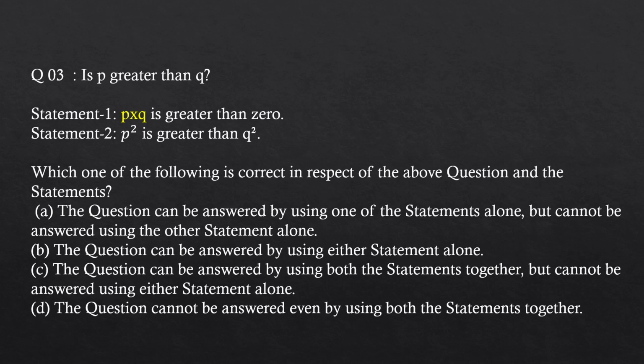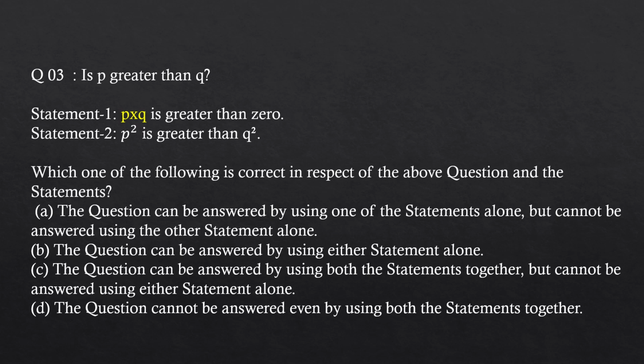Now question number 3 again is a statement type question. So the question is, P is greater than Q, and we have two statements. Statement number 1, P multiply Q is greater than 0, and statement 2, P square is greater than Q square. So which of the following is correct in respect of the question and the statements?